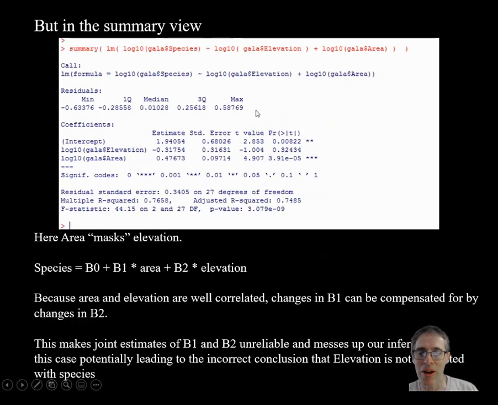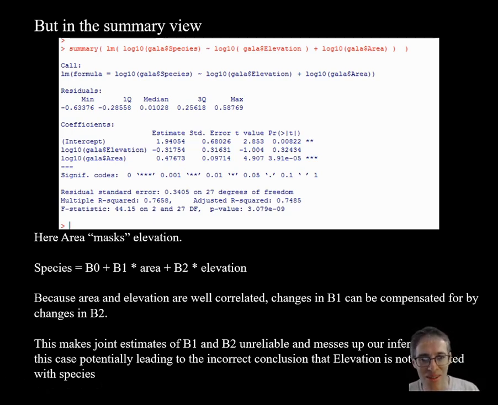But in the summary view, when I go one at a time, we can see that the area actually masks elevation, right? So if you just were to naively type this into R without really looking or thinking about what you were doing, you said, okay, so species equals elevation plus area. Oh, well, area is significant and elevation isn't, right? But this is reflecting the numerical instability of the model. This is reflecting the fact that these linear models don't work very well when you put correlated data into them.